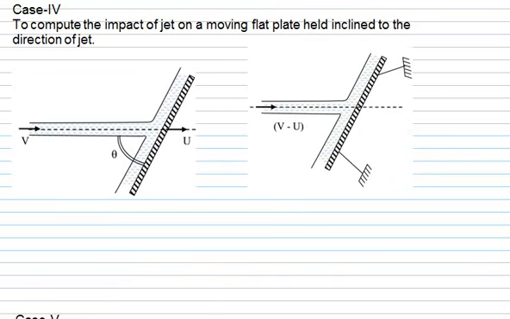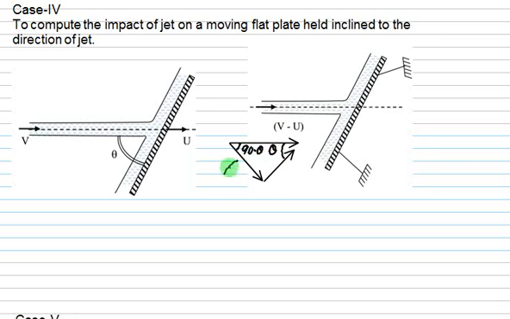In this case the plate is inclined at an angle of theta, but the plate itself is moving with a velocity equal to u. The jet velocity equals v. So again we apply the relative concept and we assume the plate is fixed. So the jet will approach with a velocity of v minus u. We resolve this relative velocity, v minus u, into sin theta and cos theta components. This angle is the same as theta. This one is 90 minus theta.